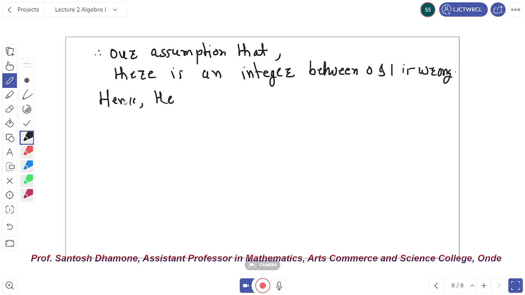For example, if we take 2 and 3, here 2 is less than 3, and we take n equal to 7, then with a equal to 2 and b equal to 3, 7 times 2, which is 14, is greater than or equal to 3. This is n times a greater than 3. This is known as the Archimedean property.